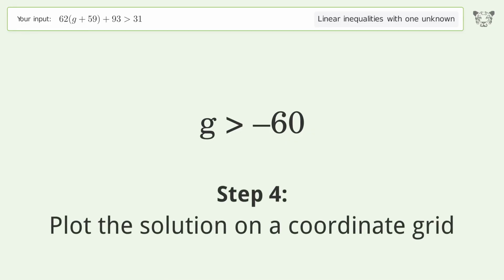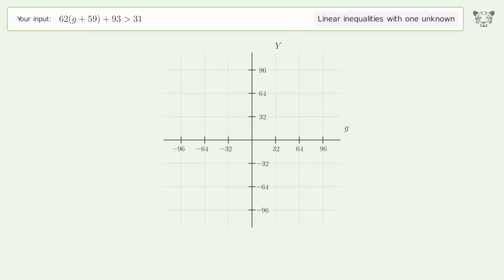Plot the solution on a coordinate grid. And so the final result is g greater than -60.